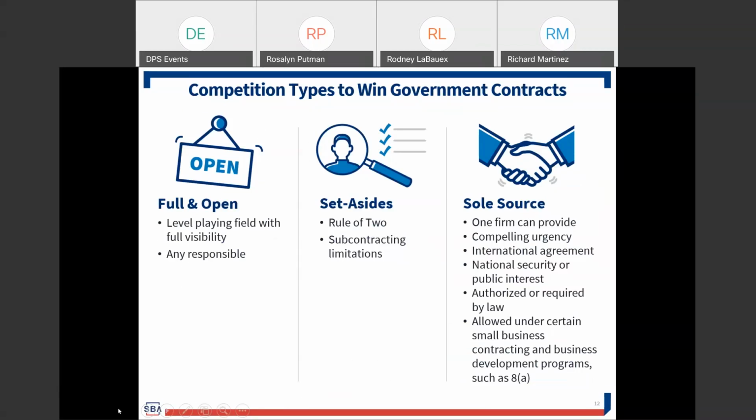Under our 8A program, small businesses can receive sole source procurement contracts up to 4.5 million without competition. So that's a benefit; firms would love to have a contract that you don't have to compete on.